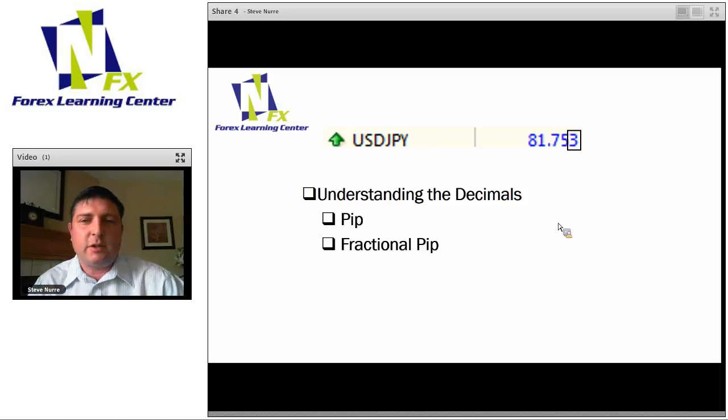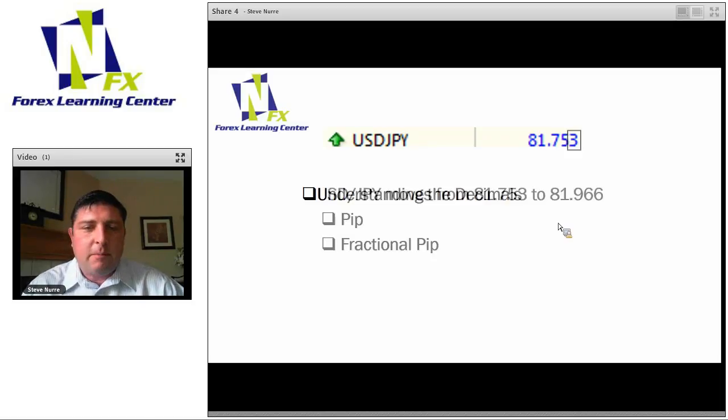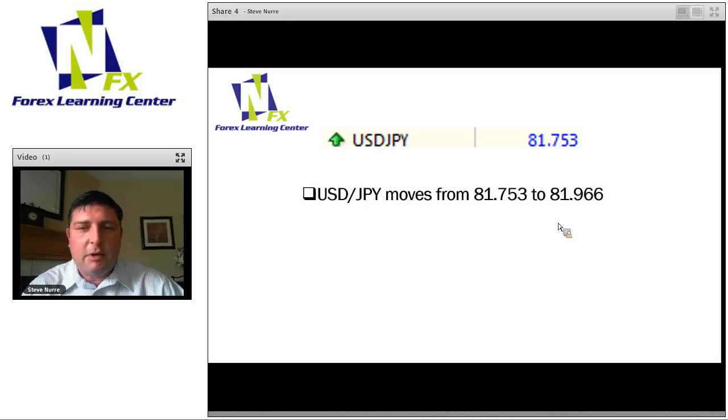Again, most brokers are going to quote to a 3rd decimal place on the yen pairs, and to a 5th decimal place on the majority of other pairs like euro, US dollar, pound dollar. So when you are looking at dollar yen, you'll see that it's only carried out 3 decimal places, and it's just because of the sheer amount of yen that it takes to exchange for 1 unit of currency around the world. It's just quoted in a different way. So with the yen pairs, if the dollar yen were to move from 81.753 to 81.966, how many pips of movement, how many points of movement would that be?